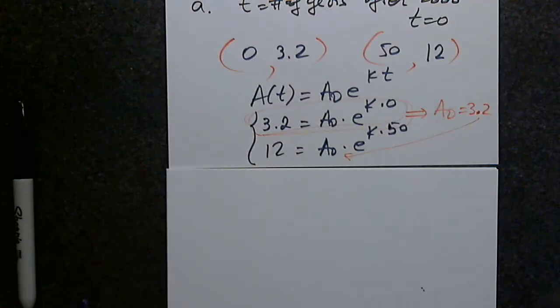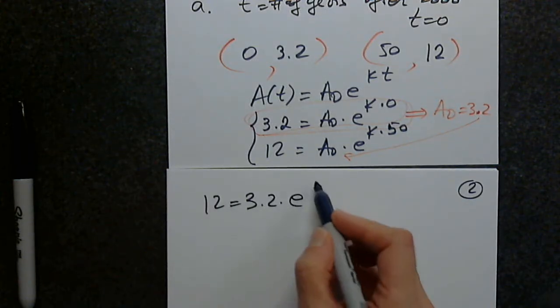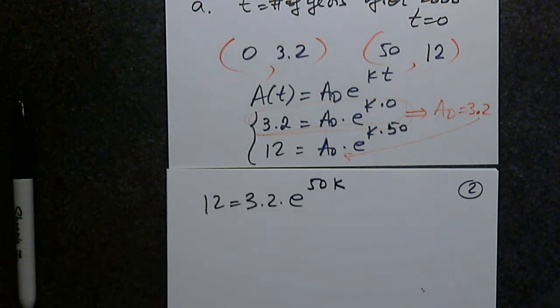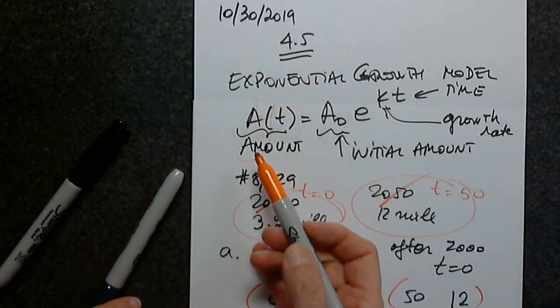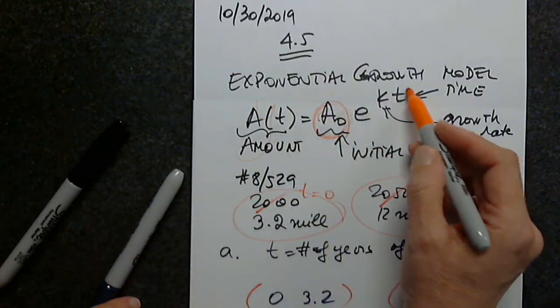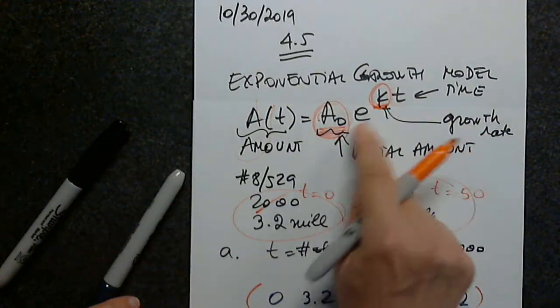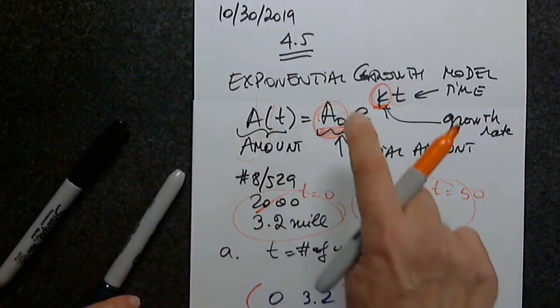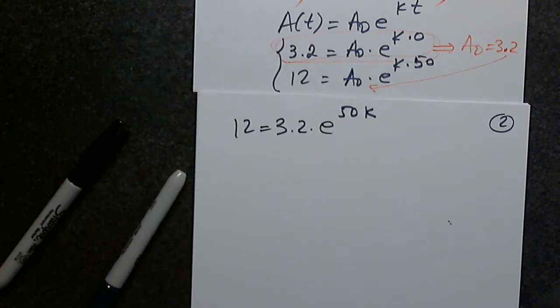So the second equation actually becomes 12 equals 3.2 times e to the 50k. So let's go back to the model for a moment. Obviously, this is the function, or the y. This is unknown. This is the independent variable. This is unknown. So as long as I have determined these two, I determine the model. So for now, I have this, but I don't have that. But from the second equation, and replacing A0 by 3.2, I would be able to find the growth rate. Okay, so how do I do that?